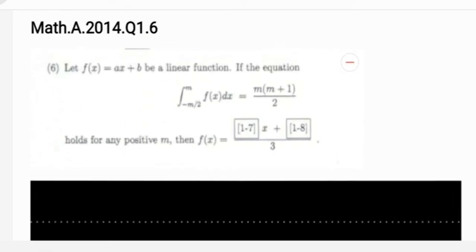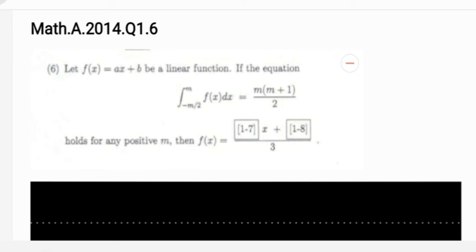So he's telling you, let f of x equal a x plus b, a linear function. If the integral of f of x dx from minus m over 2 to m is equal to this, which holds for any positive m, then f of x is equal to what? The thing that I'm going to use is the answer he gave us.